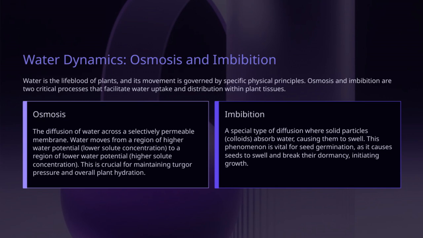And that brings us to osmosis, which is closely related. Water is truly vital for plants. It's like their lifeblood. The way water moves through plant tissues is governed by these physical principles, osmosis and imbibition. Both processes are critical for water uptake and distribution within the plant, ensuring it stays healthy and functions properly. So, in summary, understanding these processes helps us see how plants efficiently manage water, which is key to their growth and survival.